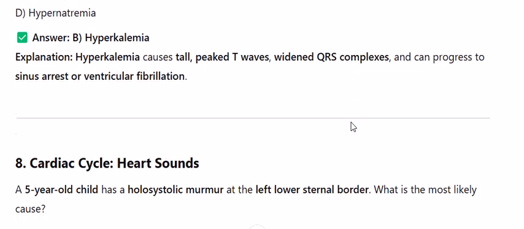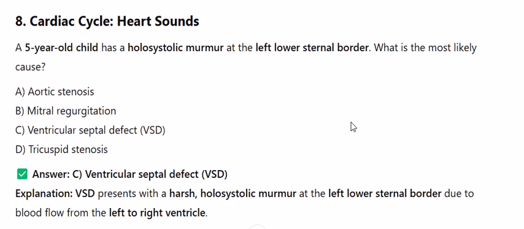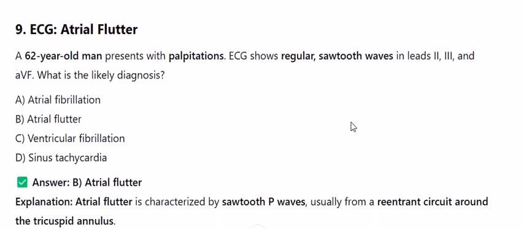8. Cardiac cycle, heart sounds. A 5-year-old child has a holosystolic murmur at the left lower sternal border. What is the most likely cause? A. Aortic stenosis. B. Mitral regurgitation. C. Ventricular septal defect. D. Tricuspid stenosis. C. Ventricular septal defect. Explanation. VSD presents with a harsh holosystolic murmur at the left lower sternal border due to blood flow from the left to right ventricle.